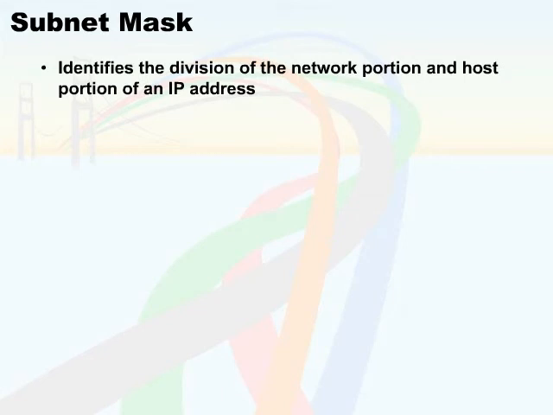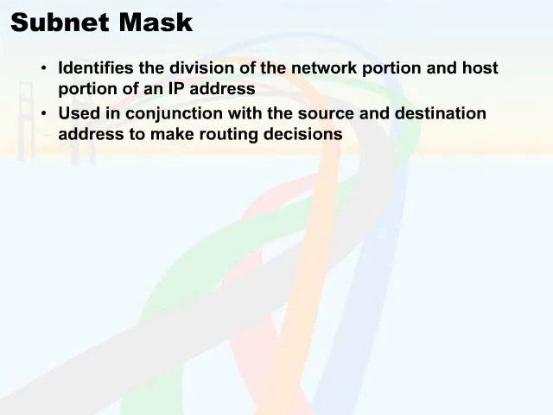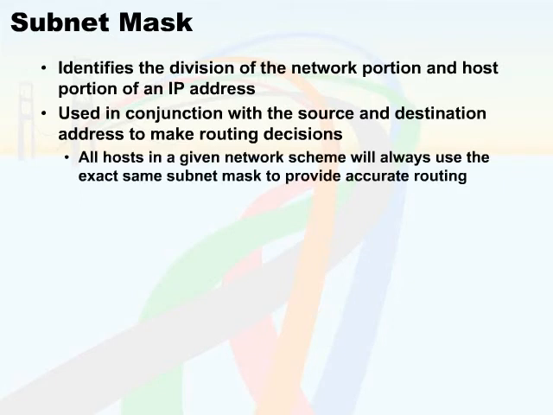The subnet mask is actually used in conjunction with the source address and destination address by routers to make routing decisions. When you think about the standard subnetting procedure as defined in the RFC, all hosts in a given network scheme will always use the exact same subnet mask to provide accurate routing. This is known as classful subnetting.